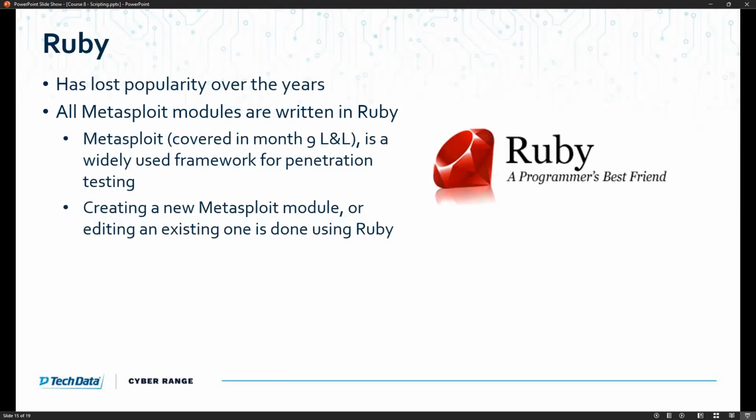Ruby had popularity in offensive security for a while due to Metasploit and the Metasploit modules being written in Ruby. It has lost a bit of popularity over the years. That being said, there are still people using Ruby. We'll talk about Metasploit in our next Lunch and Learn Cybersecurity Essentials video as a commonly used penetration testing framework. And knowing how Ruby works can be beneficial, especially if you want to move your proof of concept scripts off of Python, Bash or Perl and write them in Ruby.